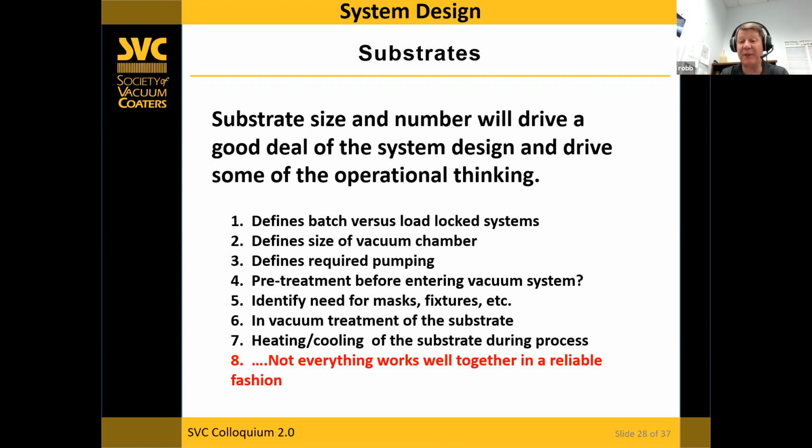Duane, have you ever noticed anybody fail big time because they didn't carefully consider how to put the parts they're using into the vacuum system? Yeah, of course. I mean, that's overlooked a lot. The fixturing, and like you're talking about, Rob, the makeup of the substrate.